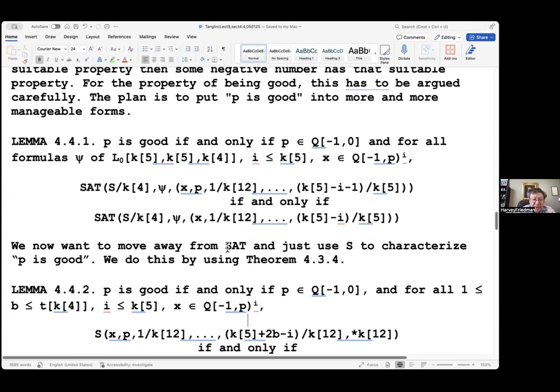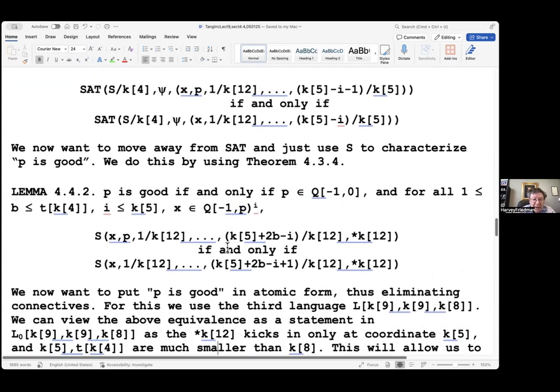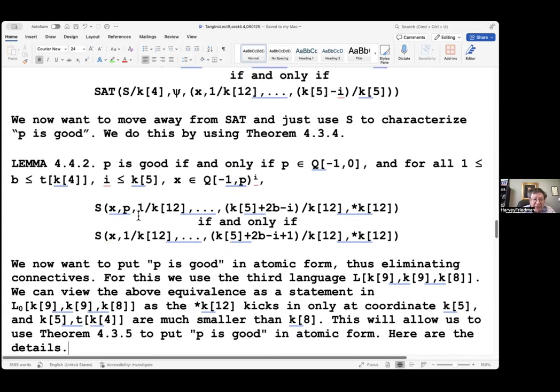So the next step is: P is good if and only if we have this for the parameters lower than P, we have this equivalence, which is the same thing. I mean, we're just shifting back, but we're doing it in the context of S instead of SAT.